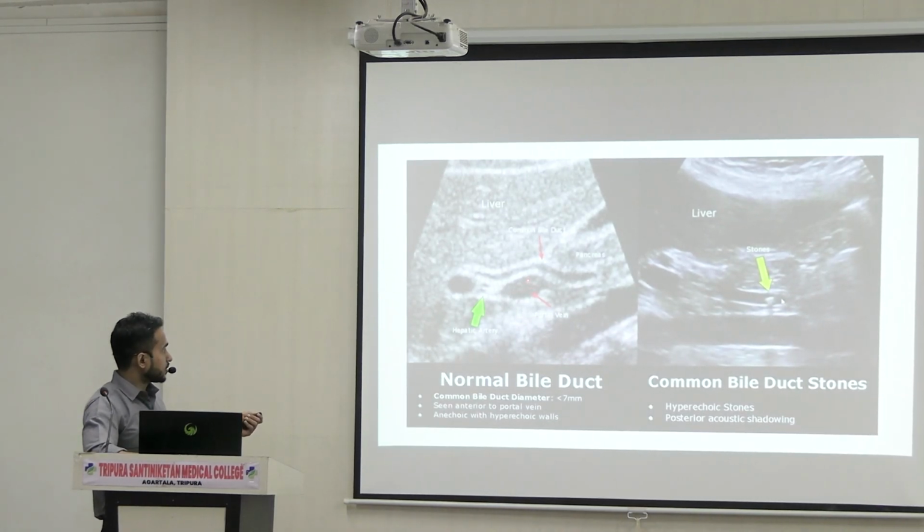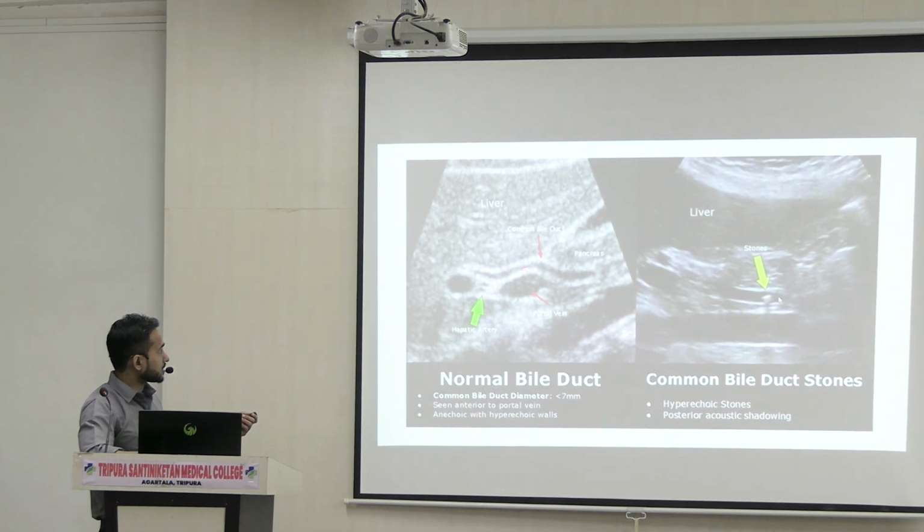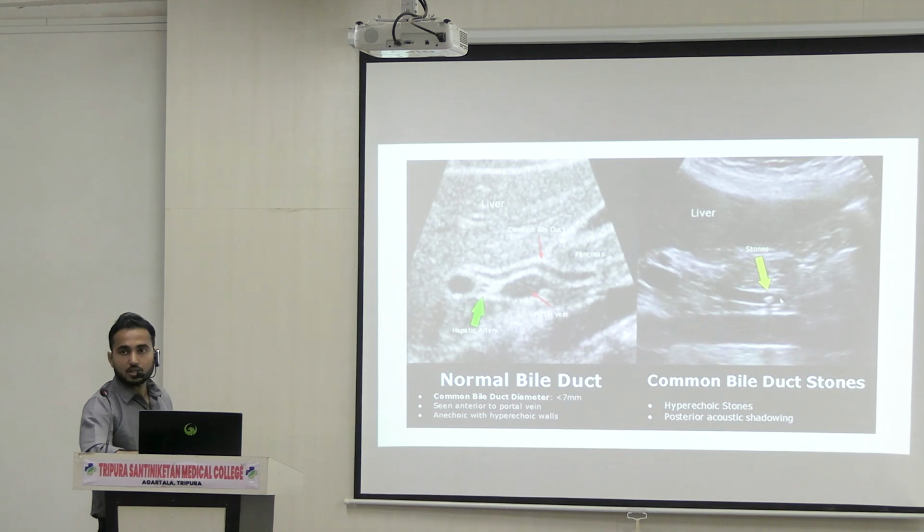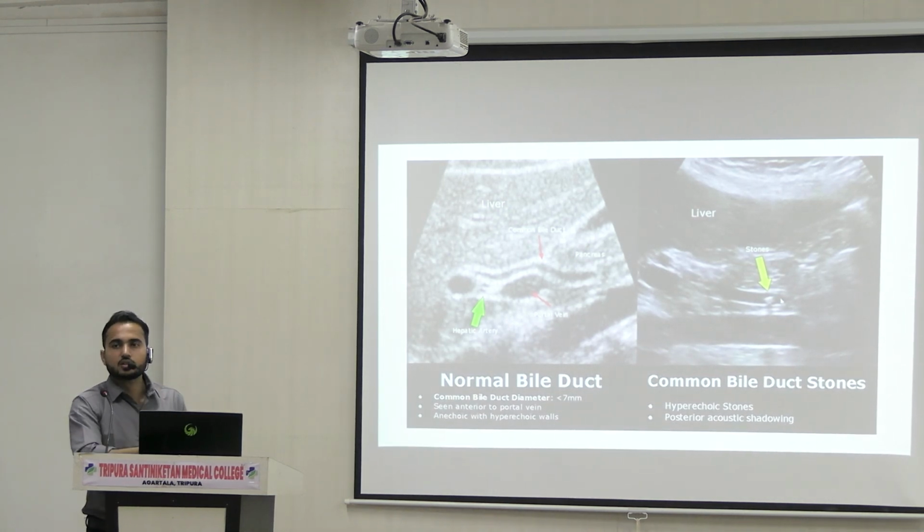As you can see, this is the portal vein, this is the hepatic artery, and this is the common bile duct. Now here you can see this is the normal common bile duct under ultrasound appearance. So this is how the appearance of the normal bile duct takes place.